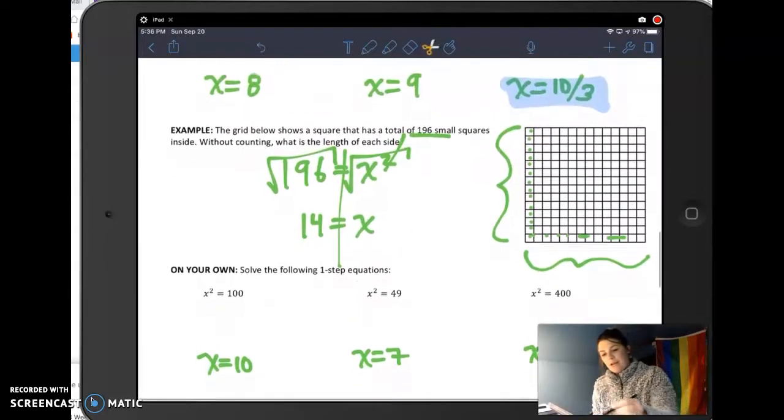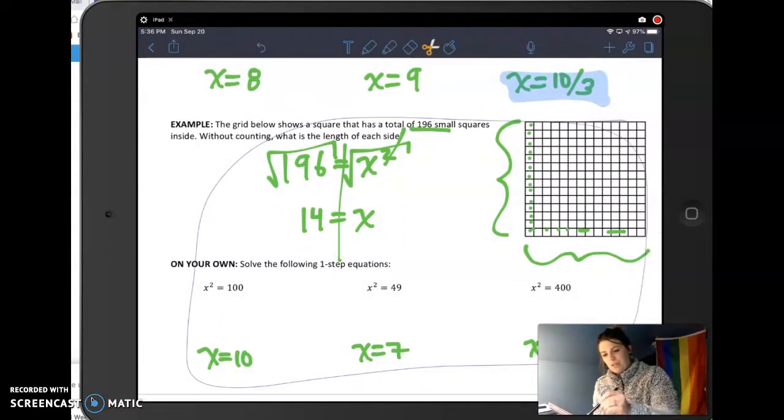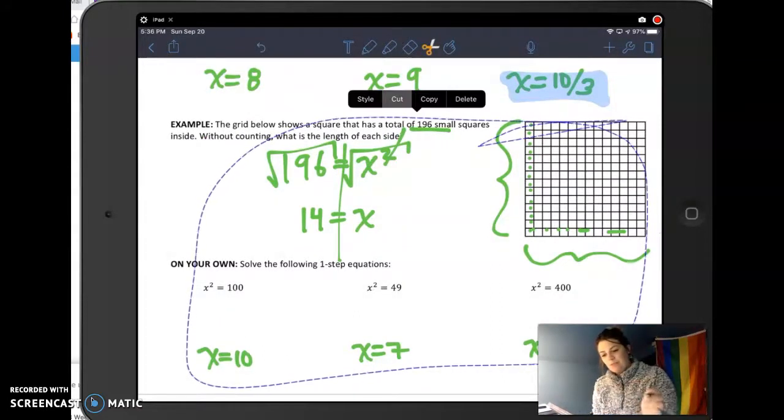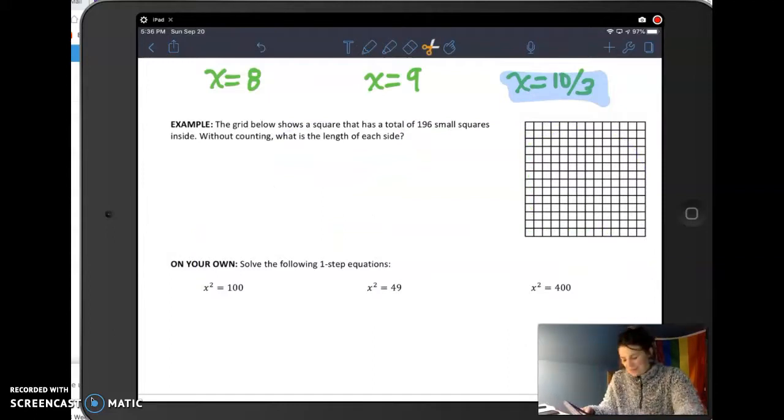I kind of jumped a little bit here, so let me get rid of that. Okay, try again. This is a picture of a square made up of lots of little squares. The point of this question is to illustrate when you might use the square root to solve an equation. It says the total is 196 small squares, and without counting, what is the length of each side?